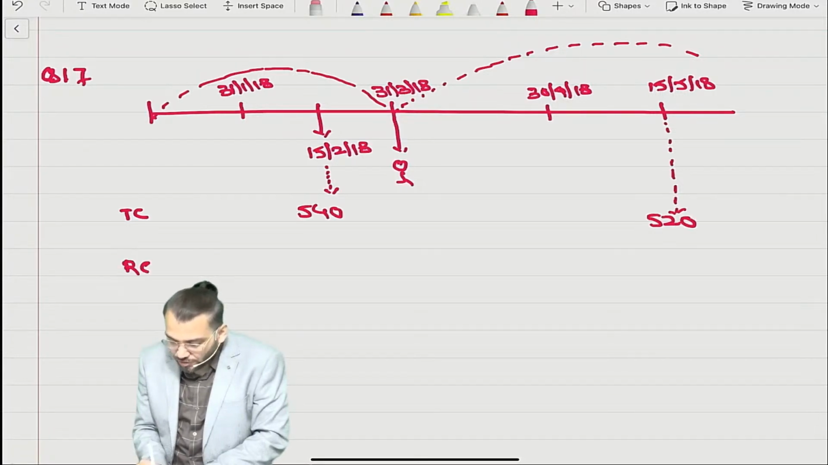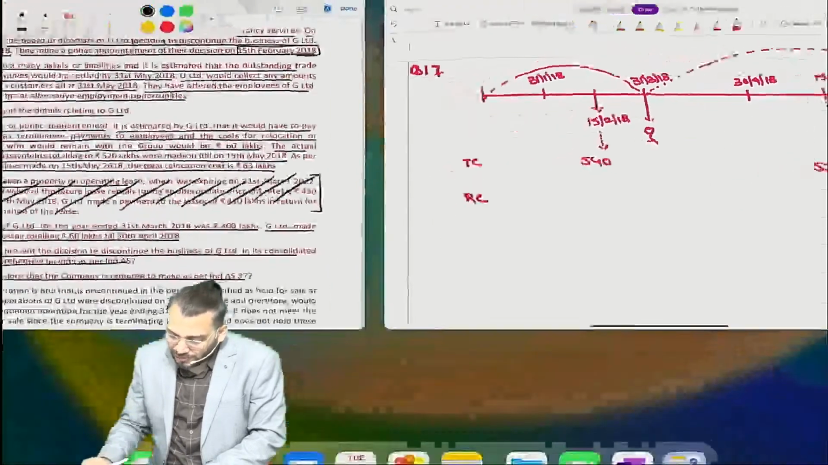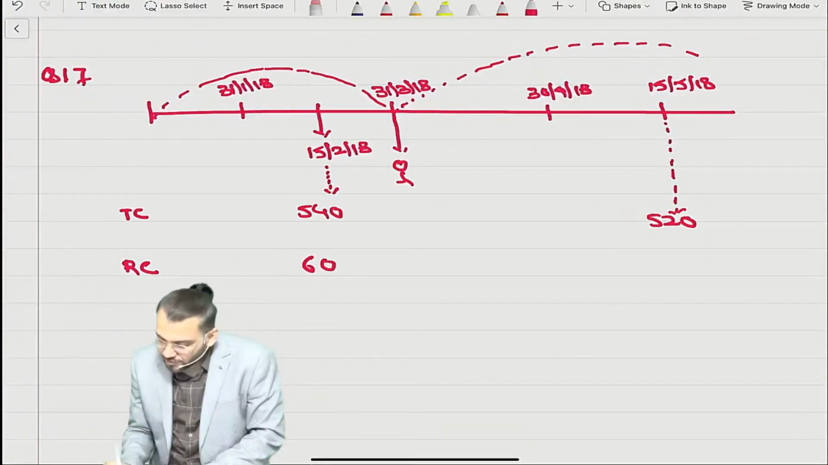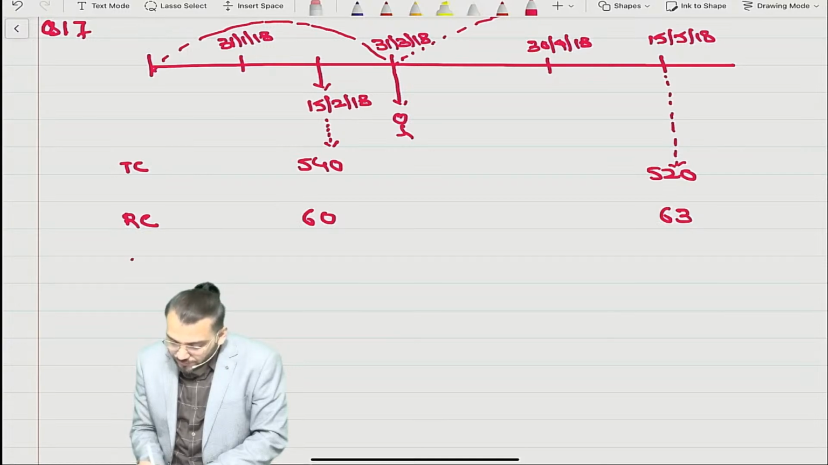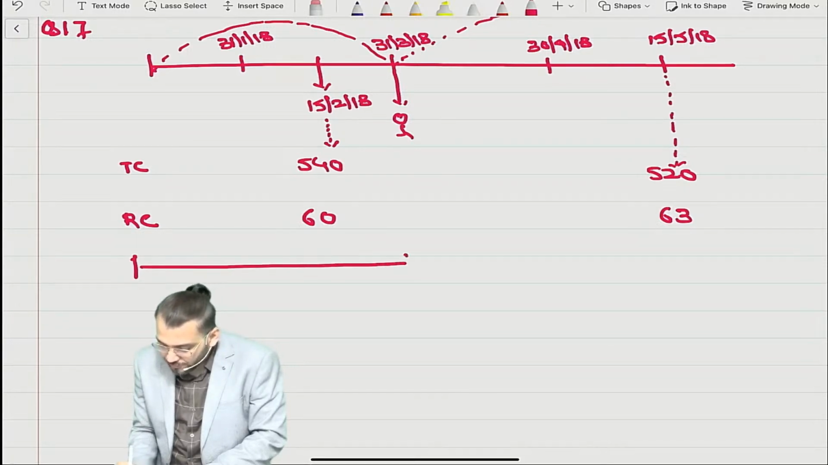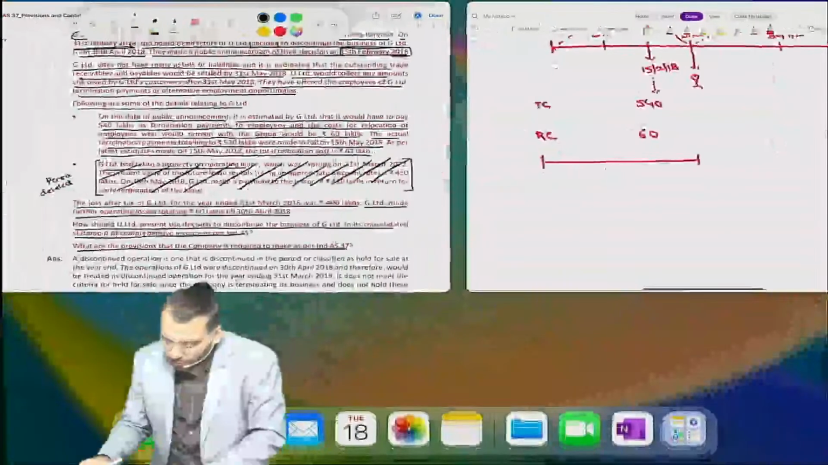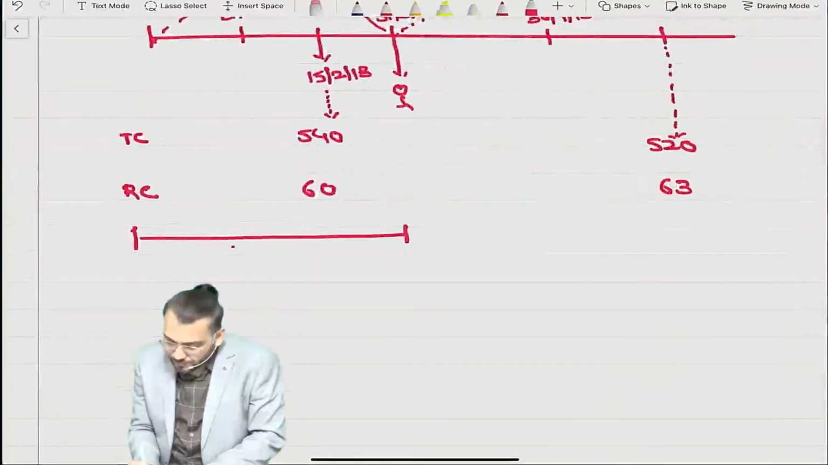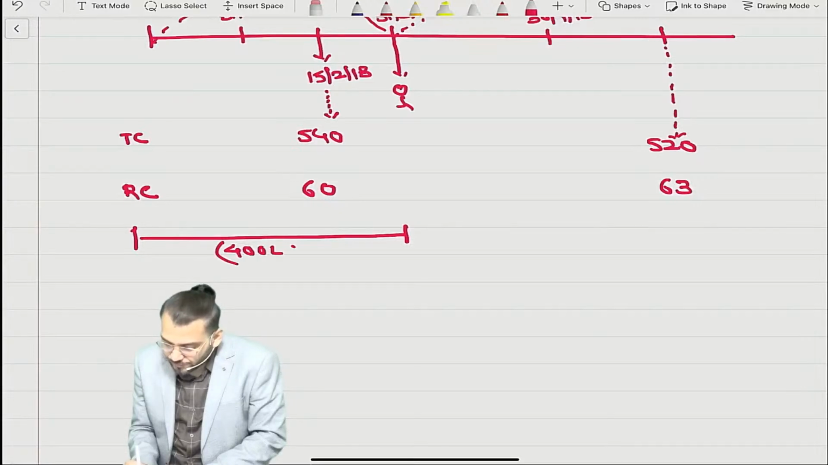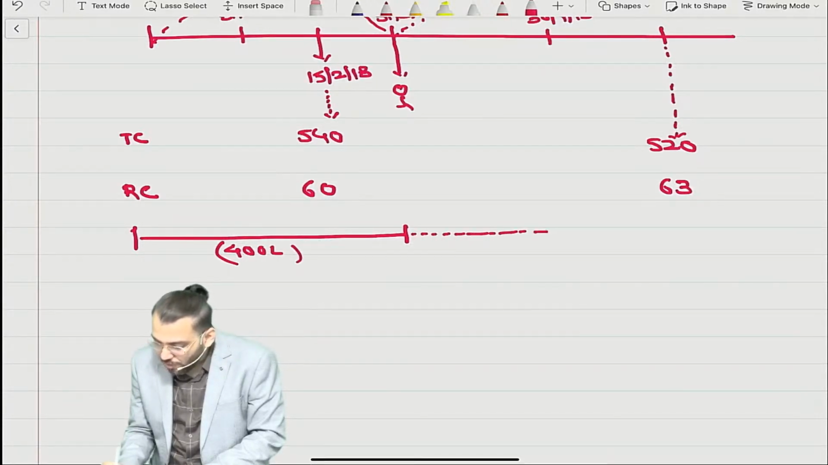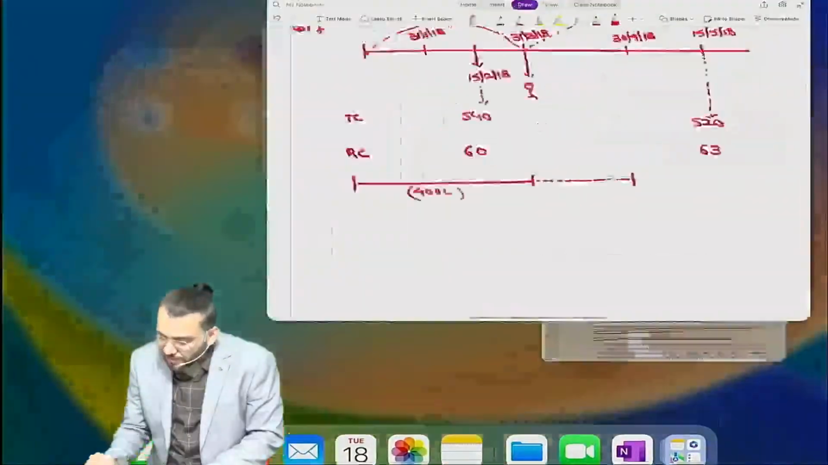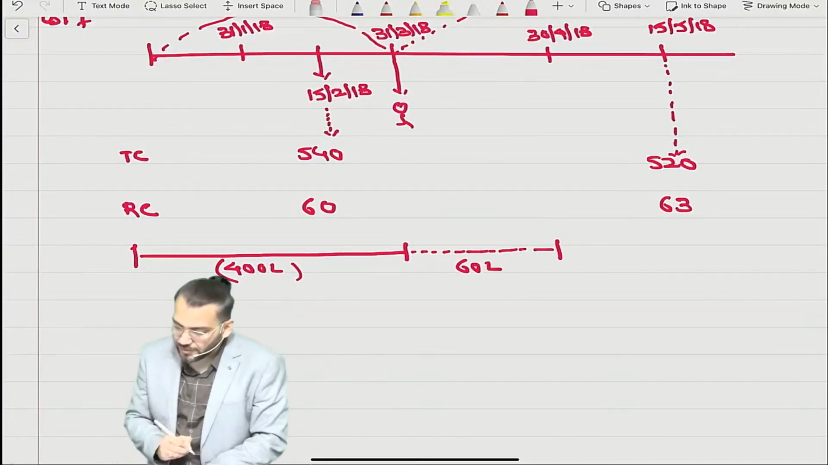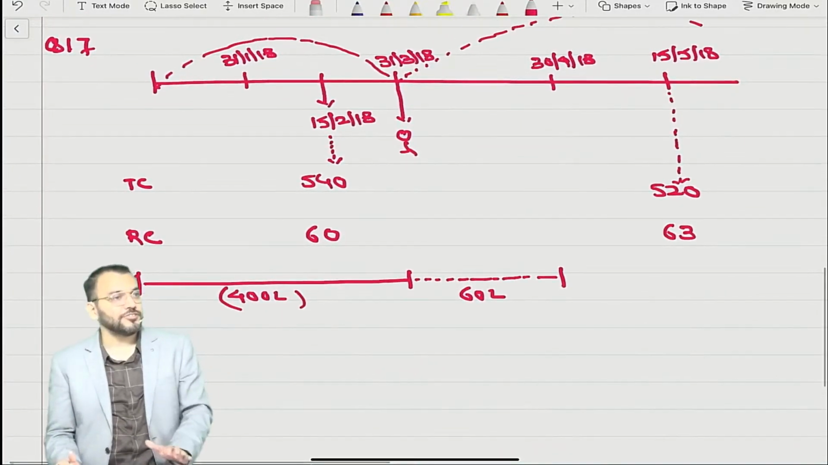Then there is a relocation cost. How much estimated? 60, and the actual? 63 lakh as on this date. Then what they have said? Current year operating loss is how much? 400 lakh. This is 400 lakh operating loss. And how much loss up to the date of actual closure? It is 60 lakh. Means they have already made this loss. Understood? These are the entire question.